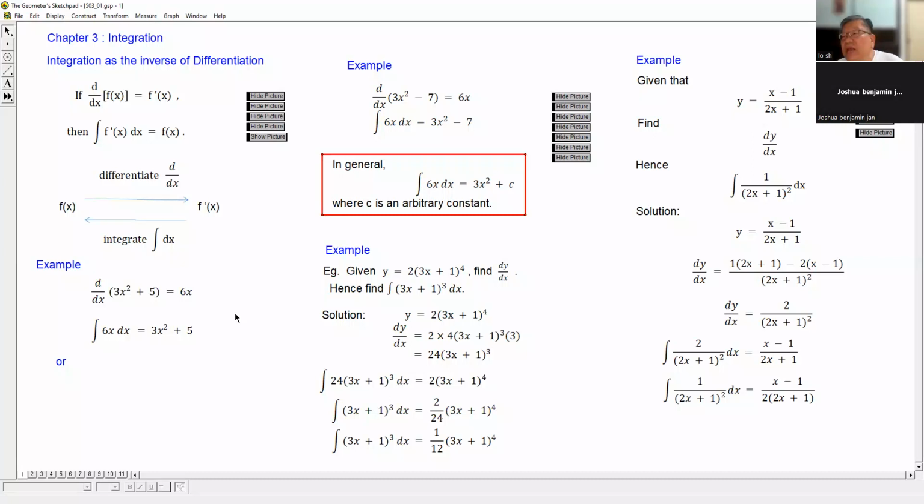Okay. So that is the meaning of integration. If you differentiate something, you get the answer. You integrate the answer, you should get back the original function. That is the meaning of it. One more example, right? Now we write in f(x) form. f(x) equals 3x squared plus 5. f'(x) equals 6x. So if you integrate 6x with respect to x, you get back 3x squared plus 5.